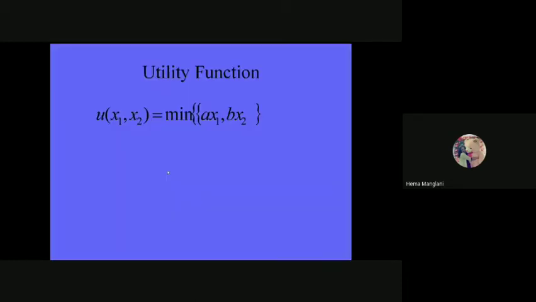So the utility function for perfect complement goods would be like this. Here the word minimum is very important, because the minimum of x1 is required to consume this x2. Okay, so that's why the proportion of alpha and beta both are important. We'll come to the MRS section in the later classes.